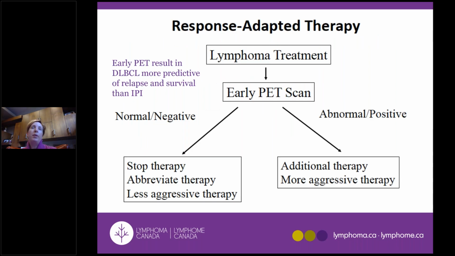Response adaptive therapy is something that is used most commonly in Hodgkin's lymphoma and really hasn't been incorporated into care routinely for diffuse large B-cell lymphoma. We do know that early response on a PET scan is very predictive of outcome, and it's even better than IPI, predicting who will do well and who may not. The idea of using response adaptive therapy is taking that early PET scan and making a modification, whether it be additional therapy if the PET remains abnormal, or abbreviating therapy if it's normal or negative. But the studies that have been done to date have not shown that we can successfully modify therapy to improve the outcomes, unfortunately.